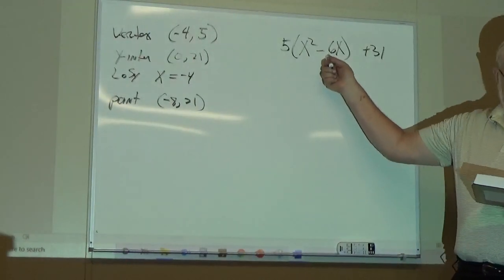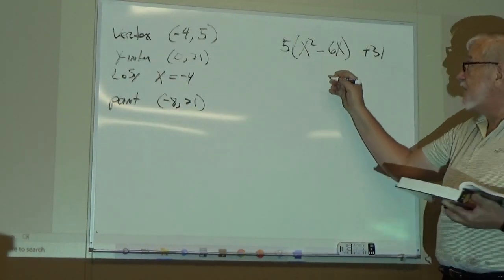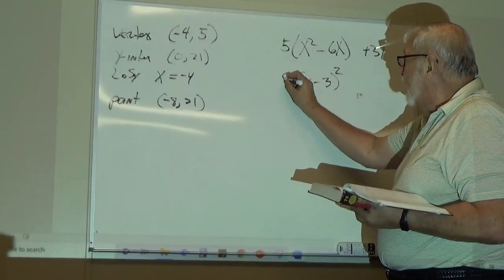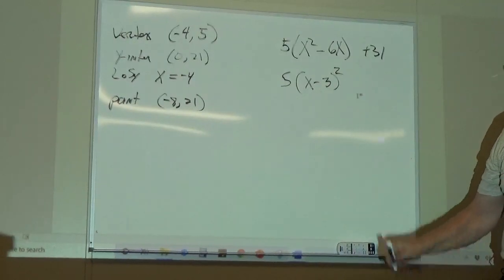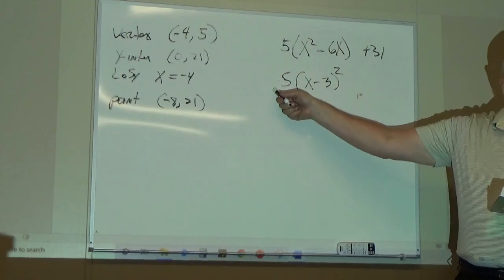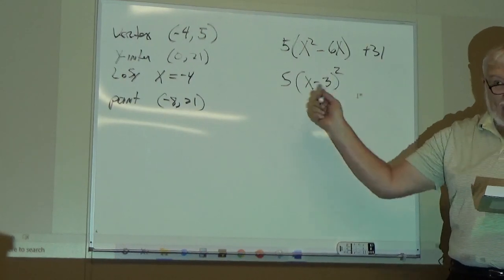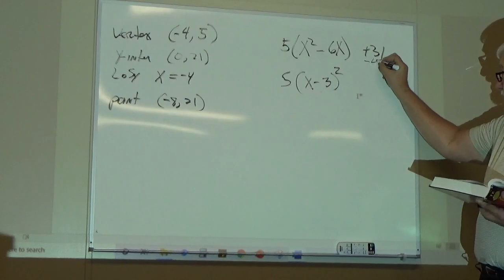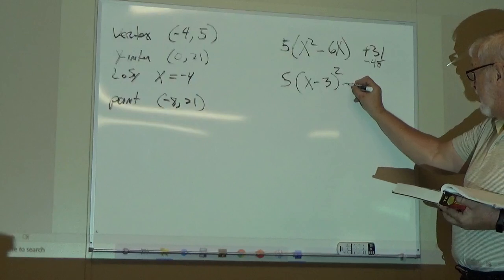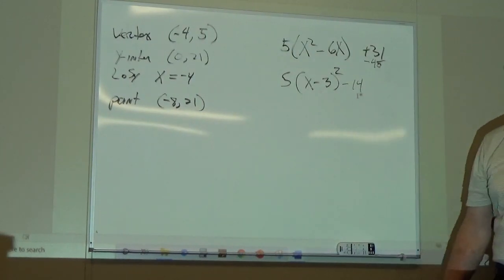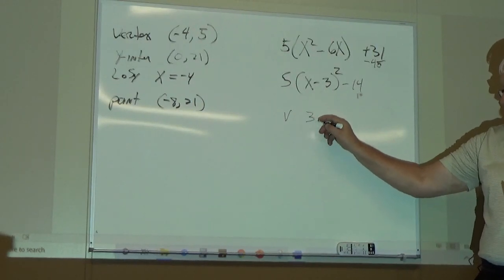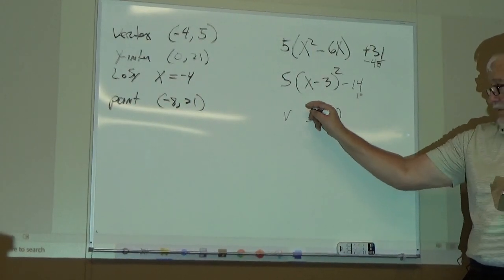All right, now, half of this term? Minus 3x. So it'll become x minus 3 squared with a 5 in front. So 3 squared is 9, but 9 times 5 is 45. So I've added a positive 45, so I have to add a negative 45 so that I don't change the problem. And that gives me negative 14. Now I can find the vertex. The vertex is at 3, negative 14.